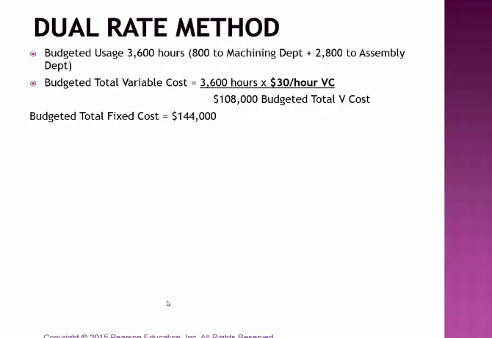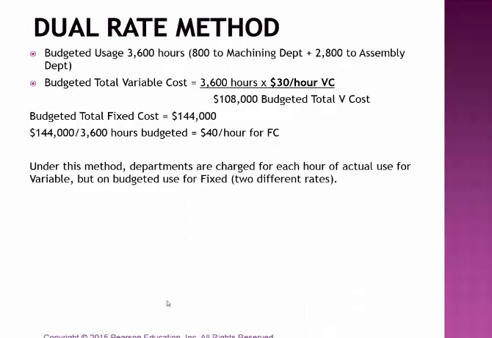Budgeted total fixed cost, a separate pool, $144,000. We need to come up with an hourly rate for the fixed cost. Okay, so we're going to take the $144,000 and divide it by the budgeted hours. 144,000 divided by 3,600 hours budgeted means $40 per hour for fixed cost, where variable cost is $30 per hour. Notice here, people, we have 2 separate rates. One is 30 for variable, one is 40 for fixed. We're not adding these 2 together for a single rate. We're not going to do that. We are going to allocate based on actual use for the variable, but on budgeted use for the fixed. Okay, so you've got a little tweak there.